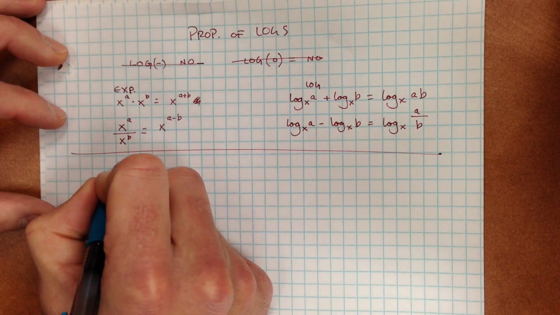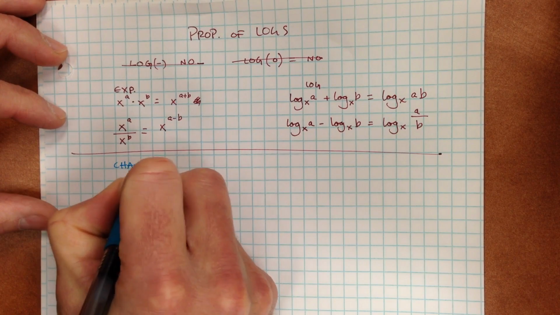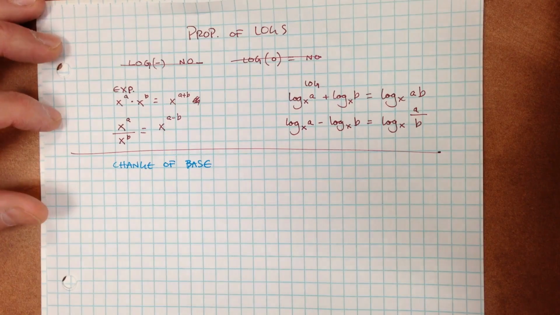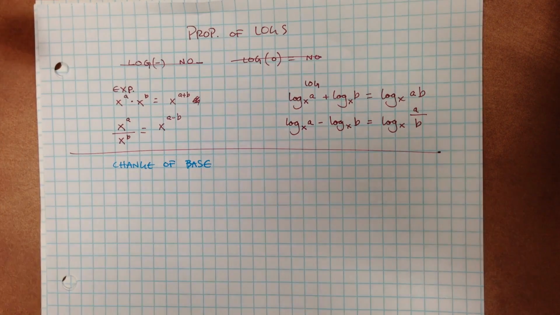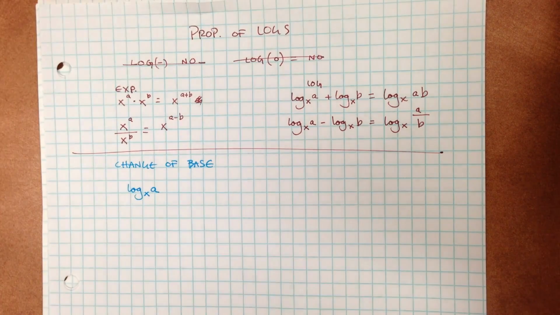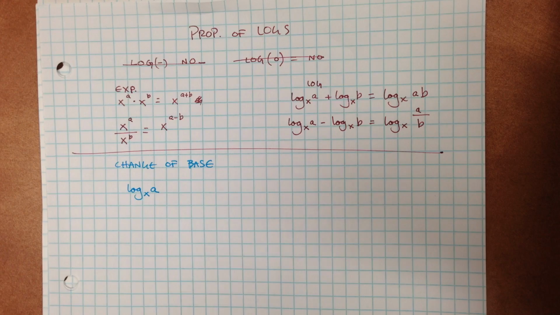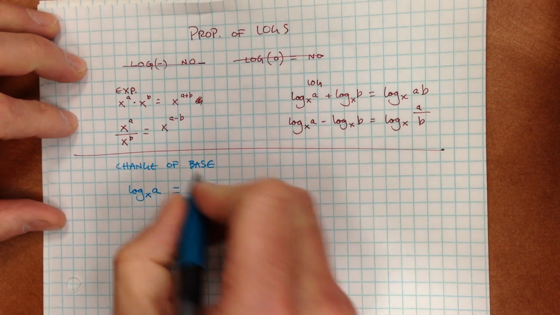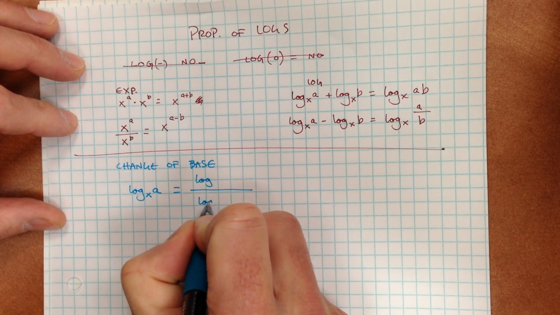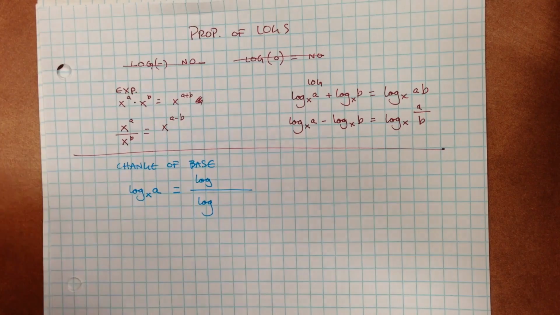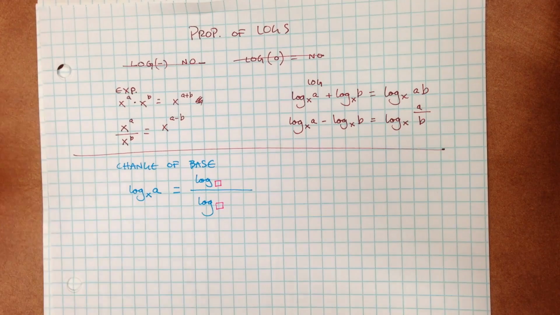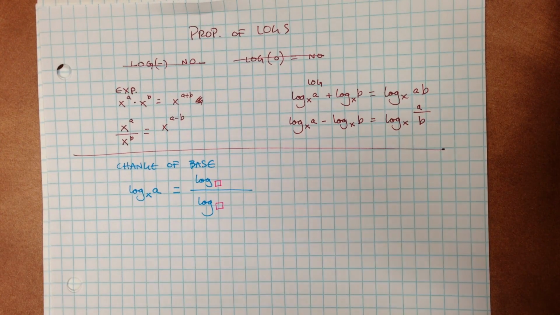How about a change of base? Change of base. So if we had log base x of a, we could change this to any base we want. We could have a log up top and a log downstairs. Like I said, this could be any base you want: 10, 100, 50, you name it. We can change our base to whatever we would like.